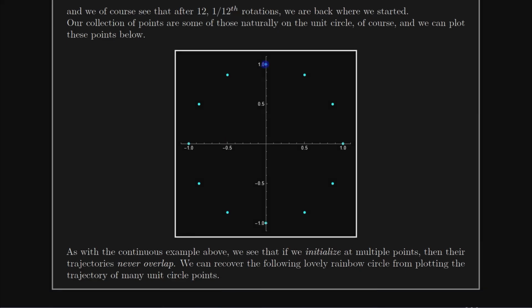If we really want to assign our values of n back, recall this was at n equals 0, n equals 1, n equals 2, n equals 3, n equals 4, n equals 5, n equals 6, n equals 7, n equals 8, n equals 9, n equals 10, n equals 11, and in fact at 12 we were back where we started.